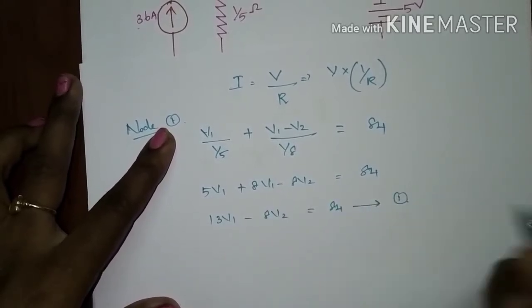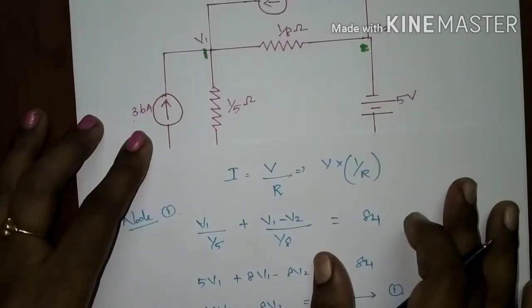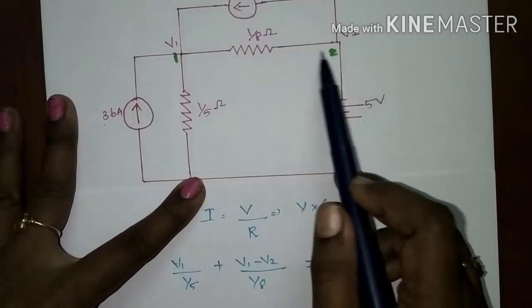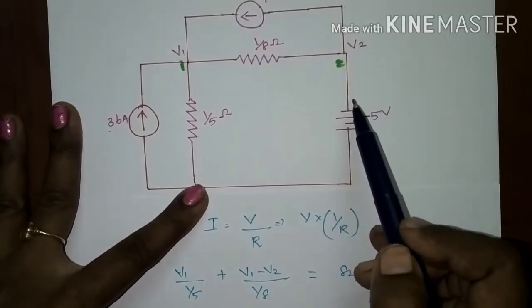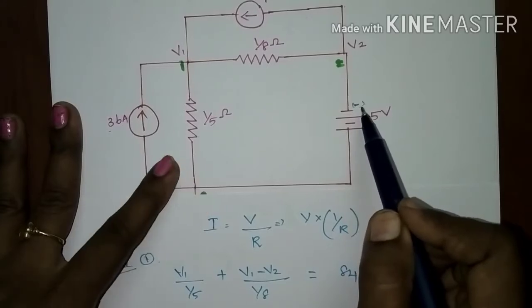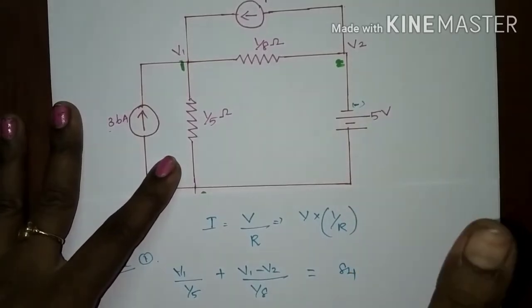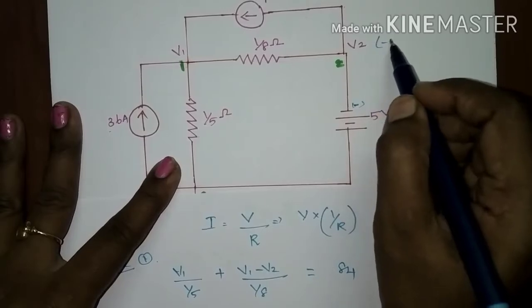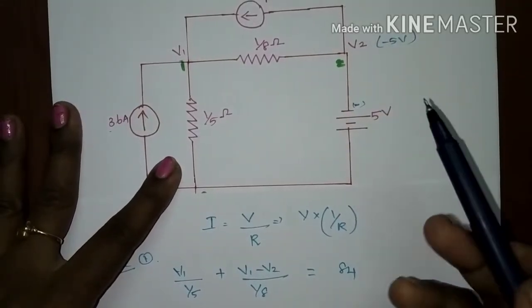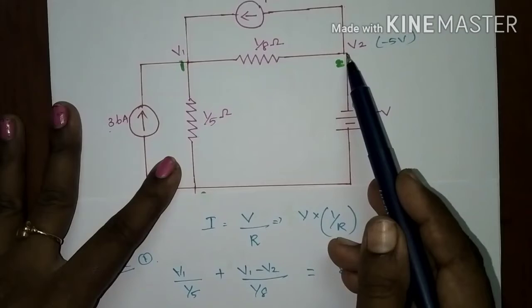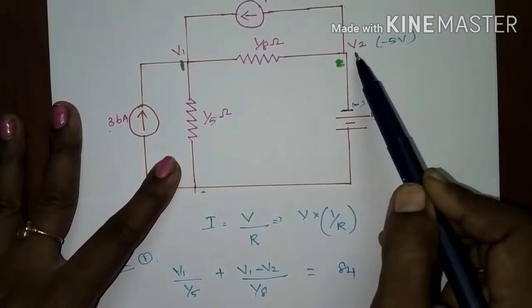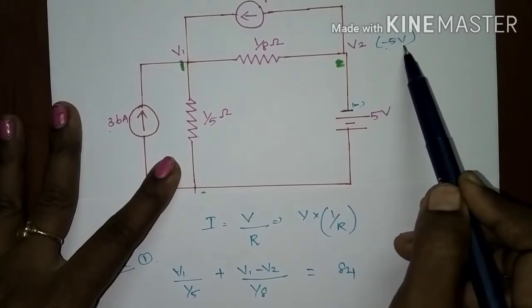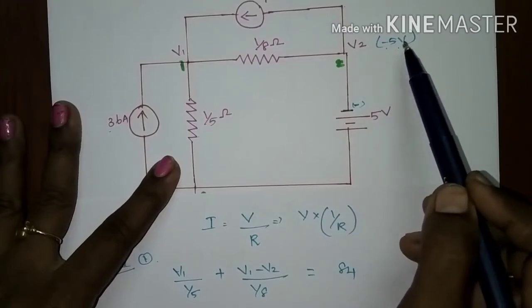This is equation number 1. In node 2, no KCL equation can be written because node 2 is connected to the negative terminal of the voltage source, which we consider as the ground value. So the value of V2 is minus 5 volt. There is no use in writing a nodal equation for it, because it has already been given as connected to the negative terminal. It implies that V2 is equal to minus 5 volt.